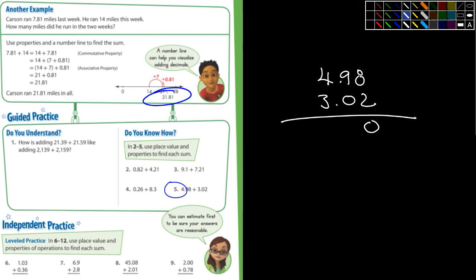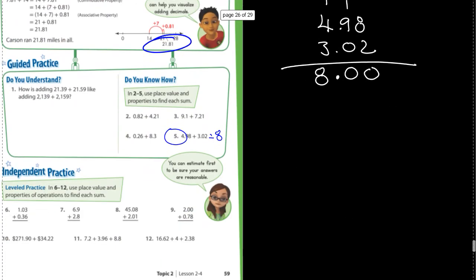2 plus 8 is 10. Put down the 0, carry the 1. 9 plus 1 is 10. Put down the 0. Remember to bring the decimal straight down. Again, carry the 1. 4 and 4 is 8. So, again, the same answer, 8. All right. You should be able to do these.